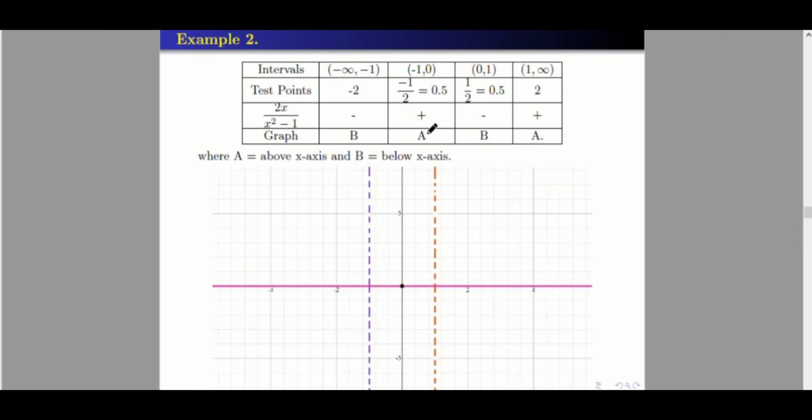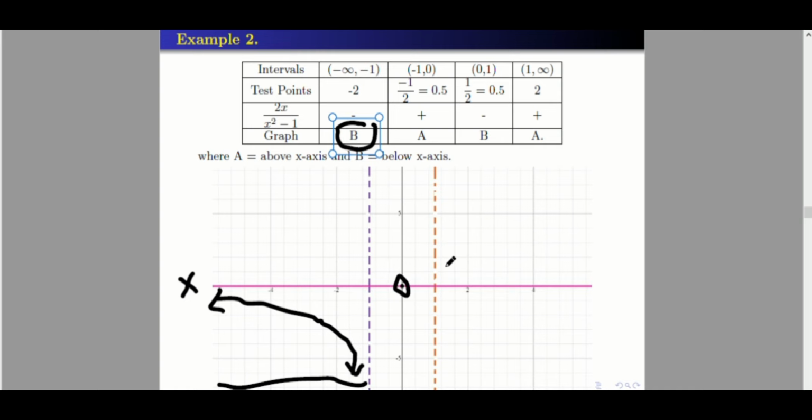Okay, so we have here, from negative infinity to negative 1, it should be below the x-axis. So this is the x-axis, so below. So you must draw a curve that looks like this, asymptotic to the horizontal asymptote and to the vertical asymptote. It should not cross the horizontal asymptote because the point of intersection must be here.